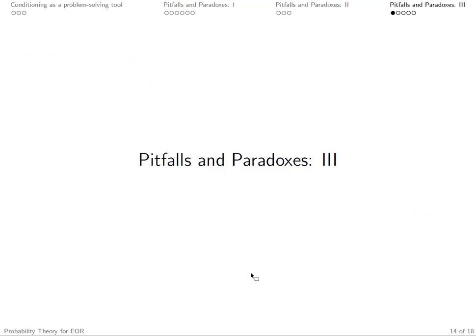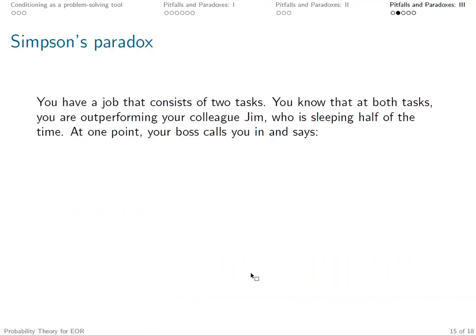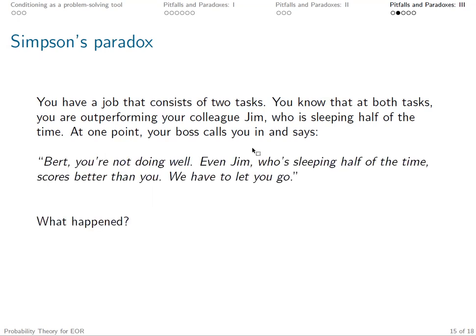And what about a new paradox here? The third one is a famous paradox called Simpson's paradox. Suppose we have a job that consists of 2 tasks. You know that at both tasks, you are outperforming your colleague Jim, who is sleeping half of the time. At one point, your boss calls you in and says, Bert, you are not doing well. Even Jim, who's sleeping half of the time, scores better than you.